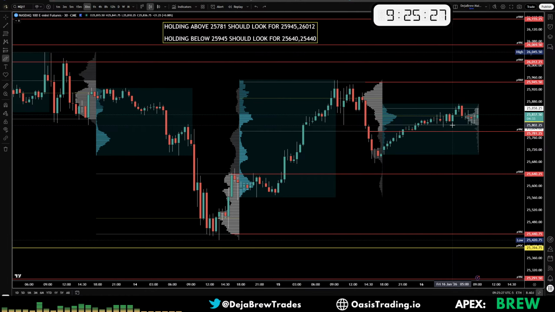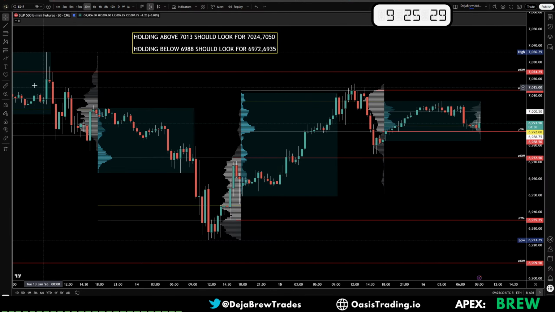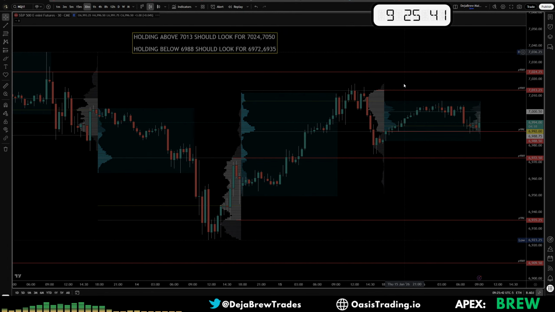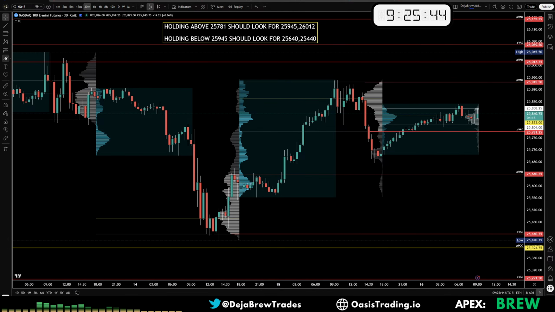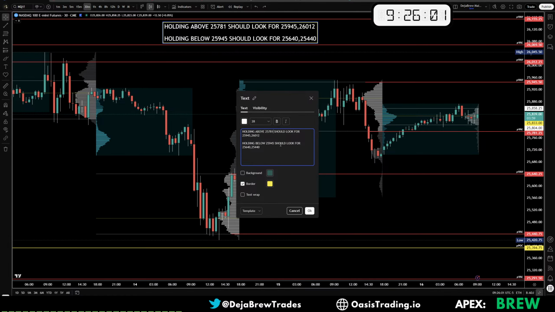So on NASDAQ, if I show you ES here, on ES I gave you the breakout. So breakout of 88, breakout of 13. So holding below 88, holding above 13, in between you have a rotation. But on NASDAQ, I gave you the rotation targets. So holding above 781 rotates into 945. Holding below 945 rotates downward. I usually don't do this because it confuses people, so I will change this.